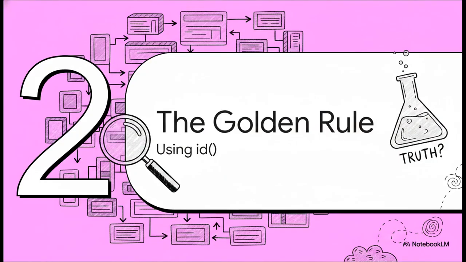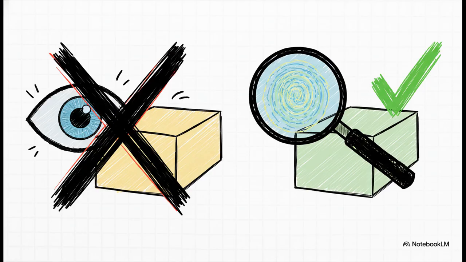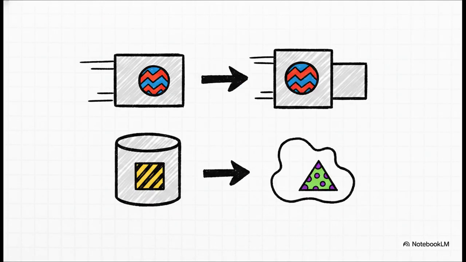Moving on to Section 2, the golden rule using id. So if all this is happening silently in memory, how do we actually know what's going on? Well, we need a truth serum. And here's the absolute golden rule you must memorize. Always use the id function to check mutability. Never, ever trust a simple print statement. Printing a variable just shows you what it looks like right in that moment, not whether it's the exact same object in memory. The id function, though, reveals the actual memory address. It doesn't lie.